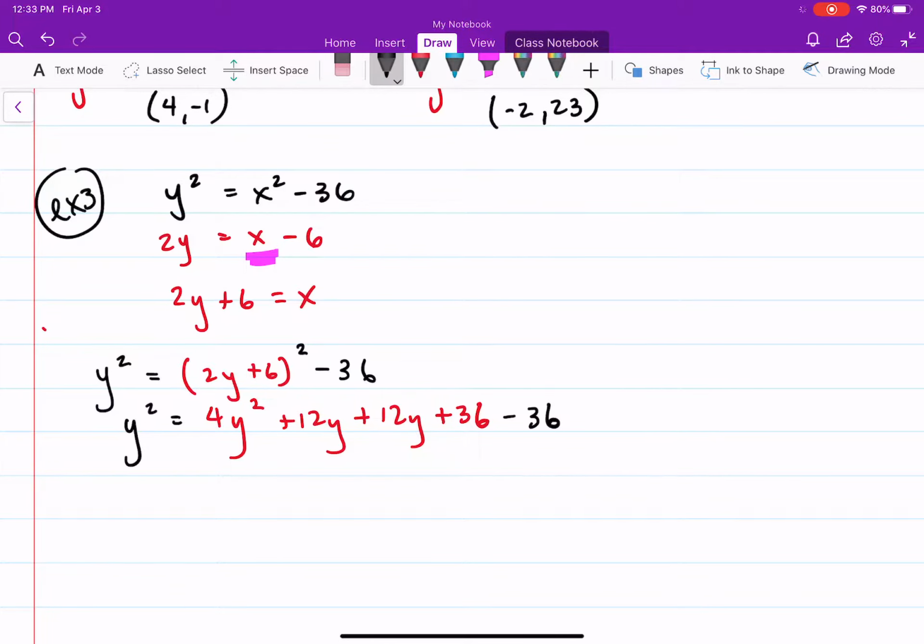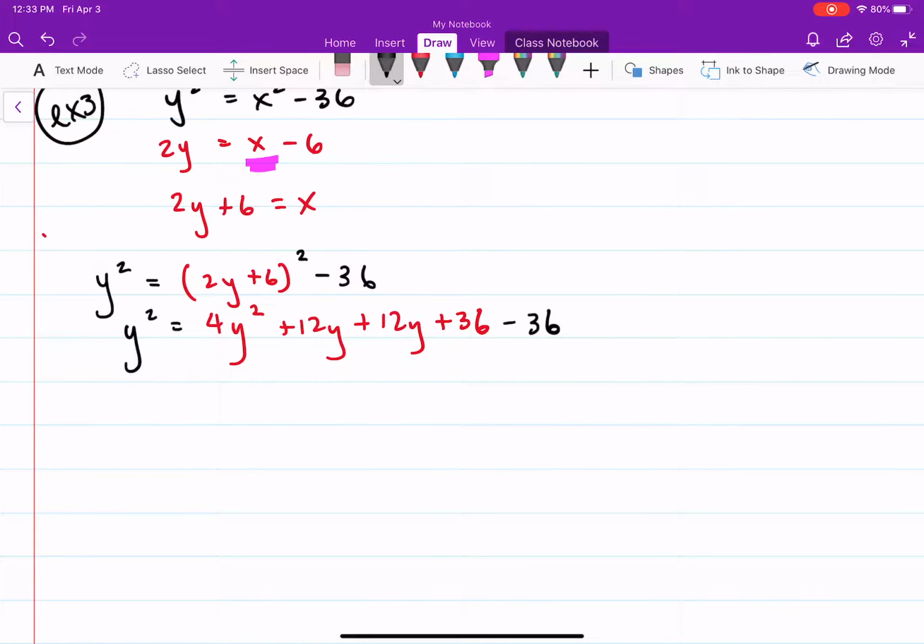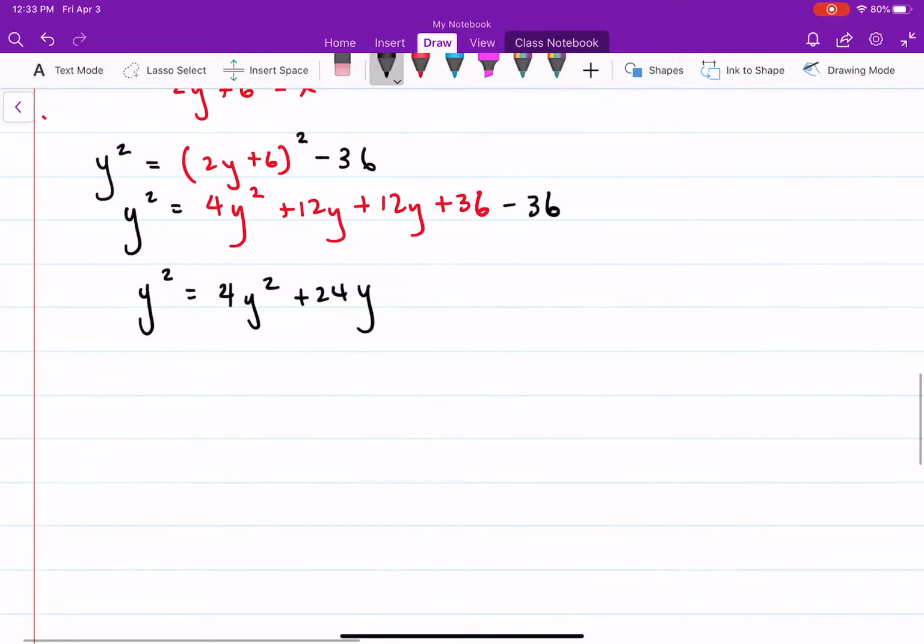All right, so here we would combine like terms. So I have y squared is equal to 4y squared plus 24y, and the positive and negative 36 goes away. Awesome. Again, I want the square term's coefficient to be positive, so I'm going to bring everything to the right side. So now I have 0 is equal to 3y squared plus 24y. And I wouldn't have to use completing the square or the quadratic formula for this, because this is an easy factoring, right?